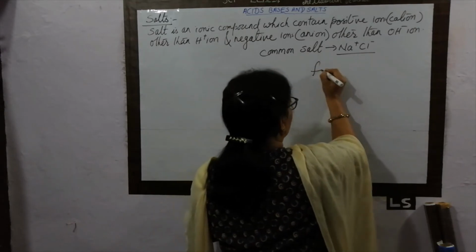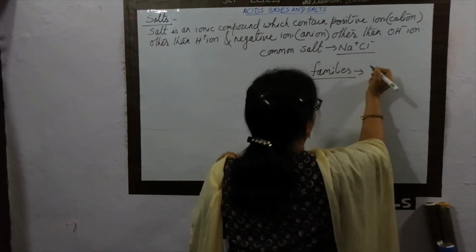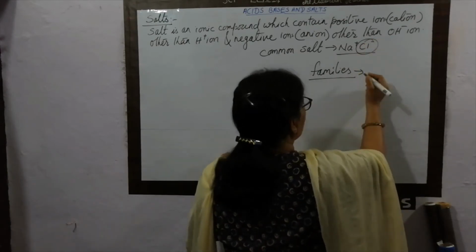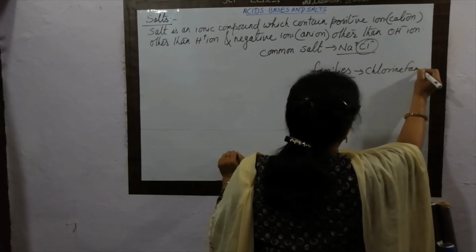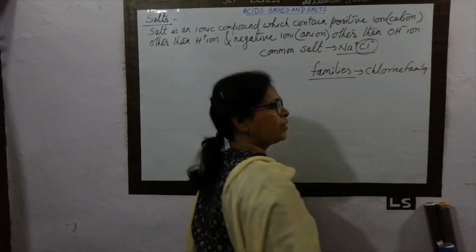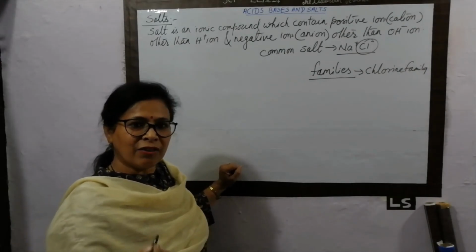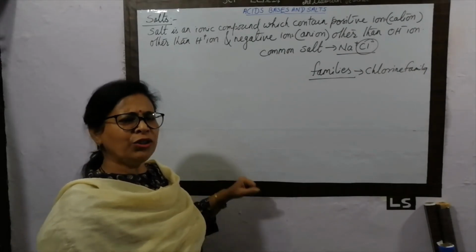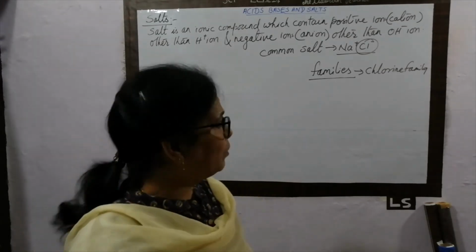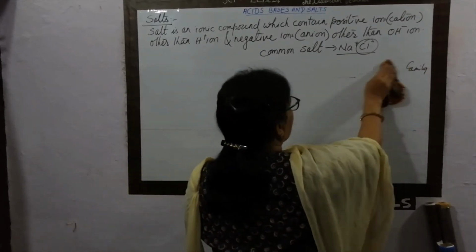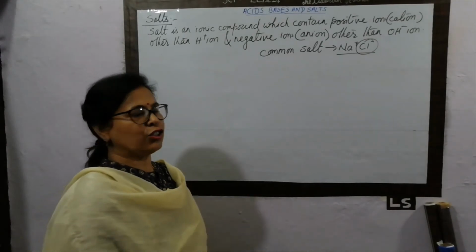There are various families of the salt. Okay. We are able to identify them. If it is a chloride salt, we call it the chlorine family. If it is a nitrate salt, we call it the nitrate family, sulfate family, sulfide family. So there are various families of the salt also. But we have to study the classification of the salt. Okay, that is the important thing.